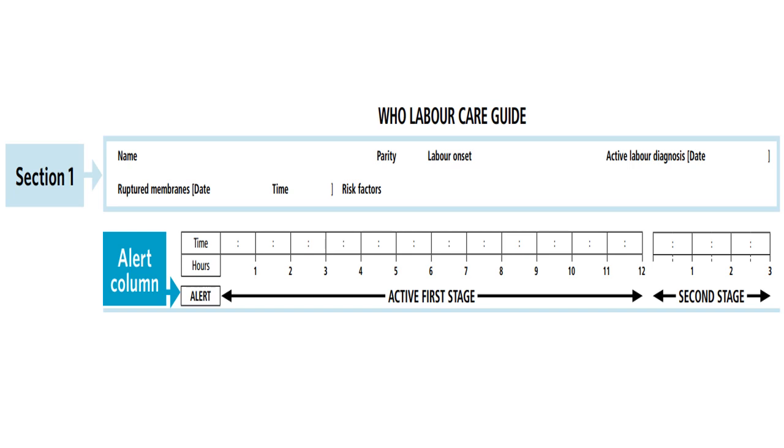So this section captures the woman's name and some basic information. The onset of labor and the onset of active labor is written down, as well as the time the membranes ruptured. High risk factors are written on the partogram so that every person who is looking at the partogram becomes aware of the background information for this patient.